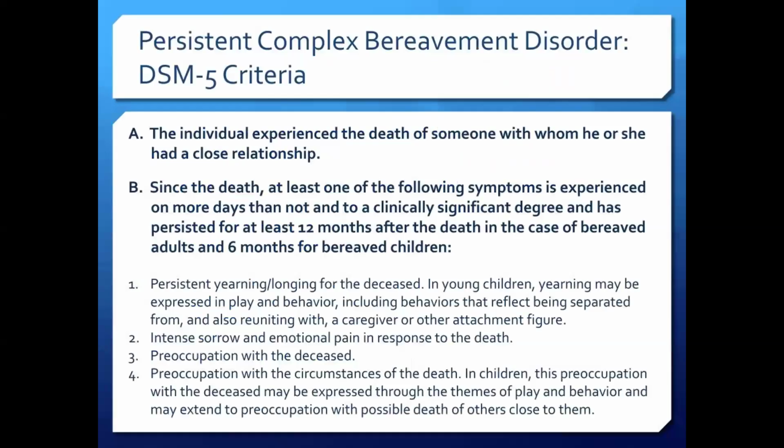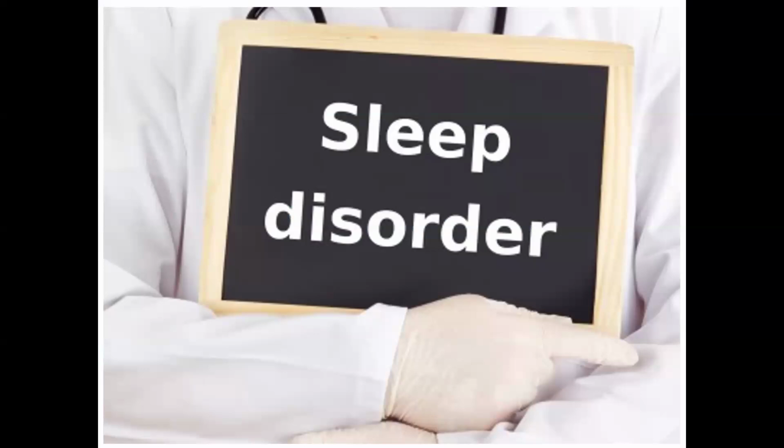And PCBD, according to the DSM-5, is basically an individual who experienced the death of someone with whom he or she had a close relationship. And since the death, at least one of the following symptoms is experienced for at least 12 months after death in adults and 6 months for children. And these are symptoms like persistent yearning and longing for the deceased, intense sorrow and emotional pain, preoccupation with the deceased, preoccupation with circumstances of death. Sleep disorders.